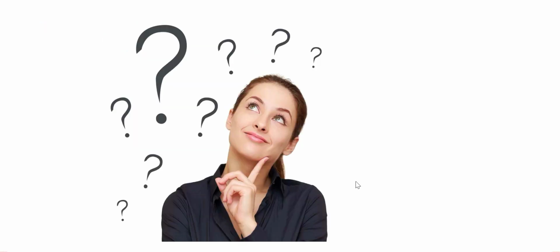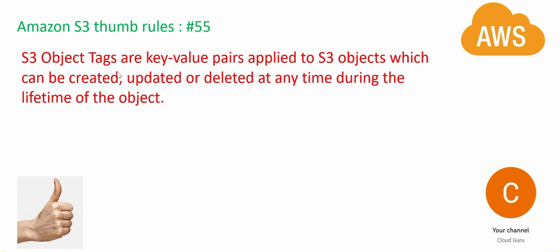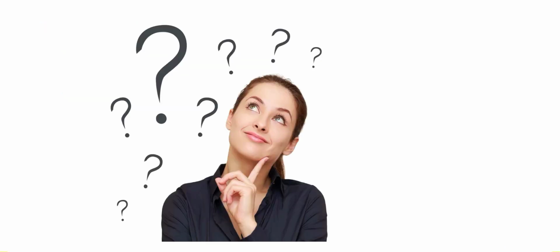Suppose you have a lot of files on S3 and it is difficult to remember those file names, etc. Can I create some sort of groups and tag them? Yes, I can. I can create S3 object tags, and I can also create, update and delete these tags at any time during the lifetime of the object. So now, why do I use tags? For example, cost. You want to save cost or monitor the cost utilization.